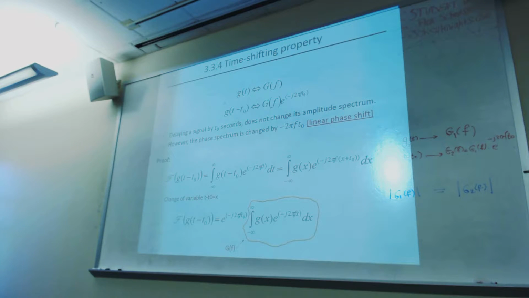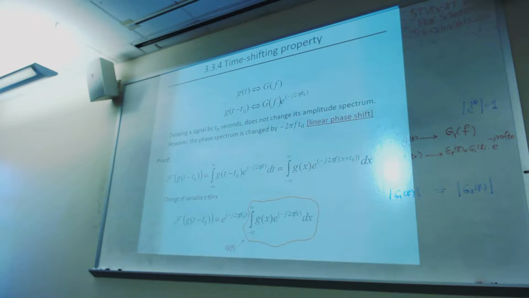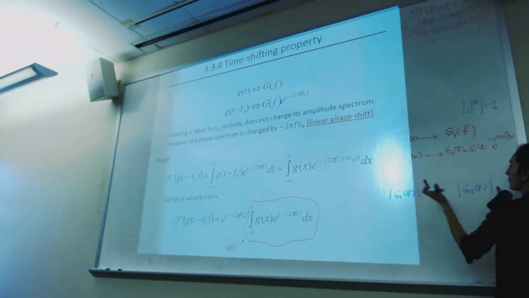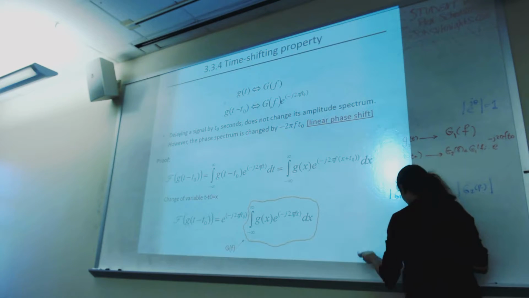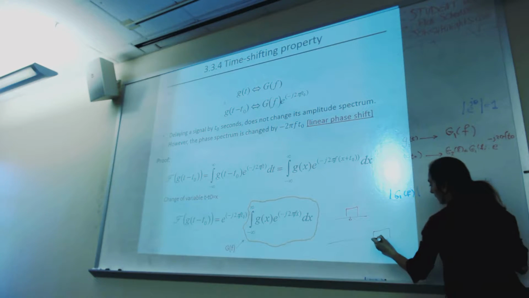The only difference in G2 is there's a phase shift. Exactly. The only difference between these two is this exponential term, e to the power of j something, and I know that the magnitude of e to the power of j something is always 1, always, for any theta, right? So if I compare these two, the magnitude is the same. So what it says is, if I shift the signal in time, I don't change the frequency component.